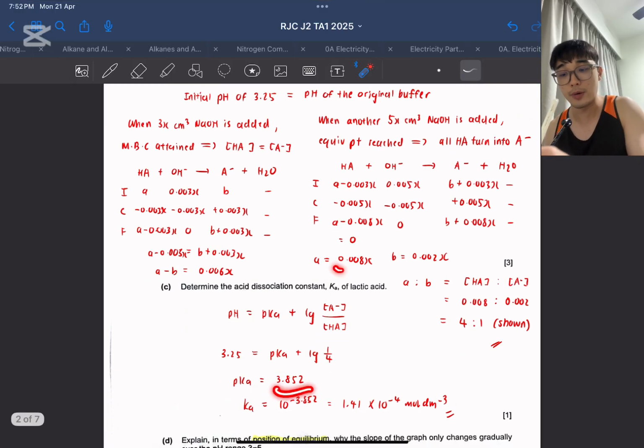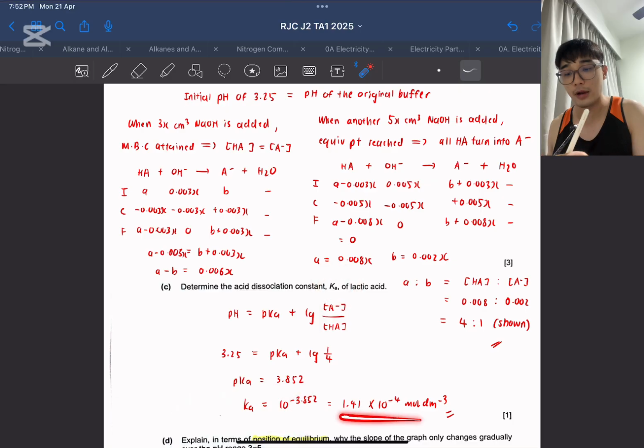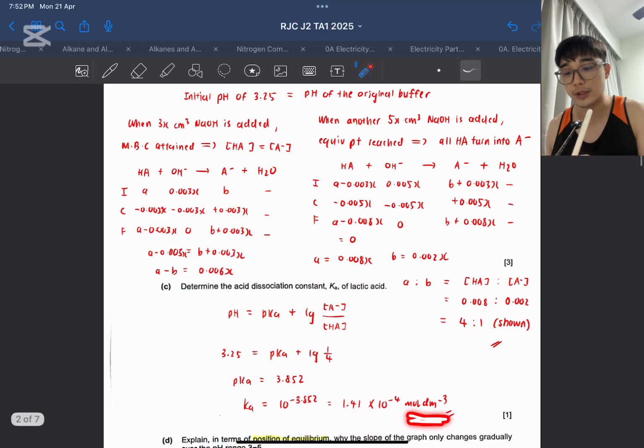pKa is this value, but they want Ka, so go and take 10 to the power of negative that value to give you this. Okay, just go and write the units as well. Ka is always mole per dm cube, just like Kb.